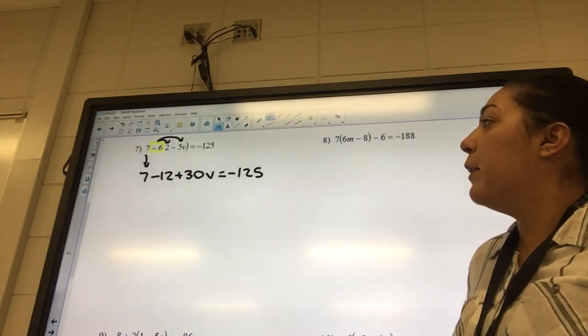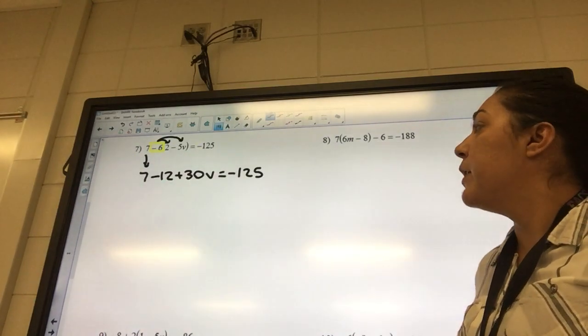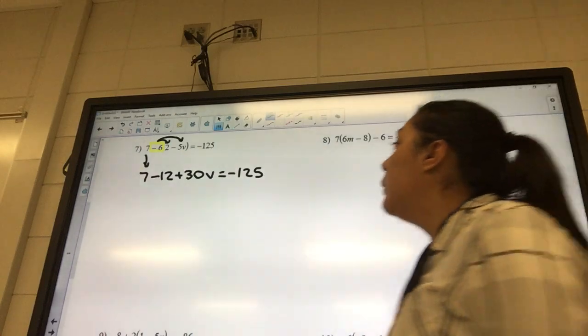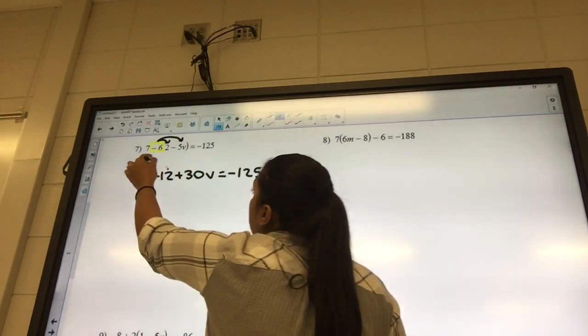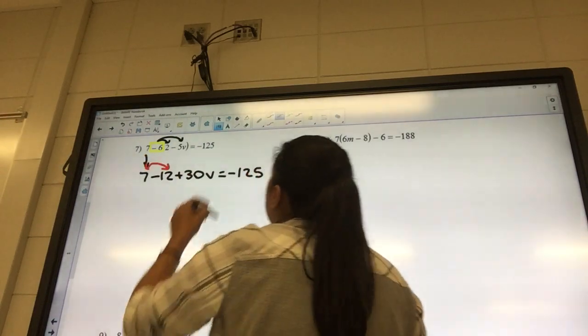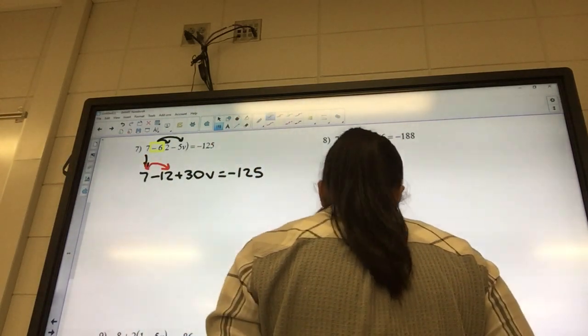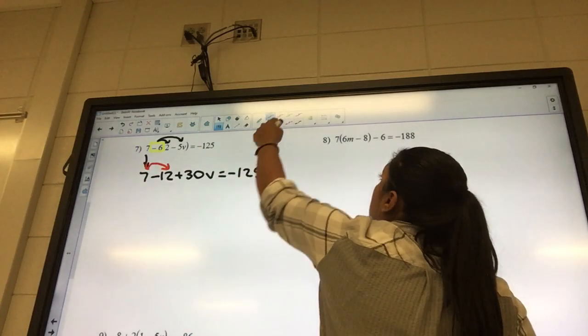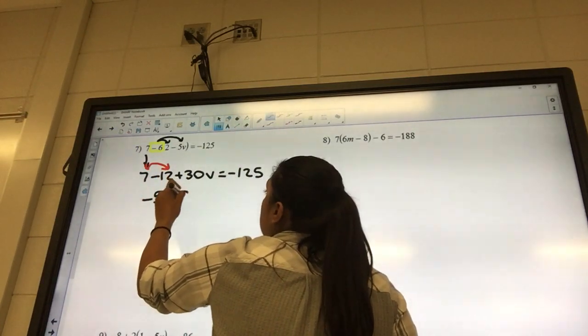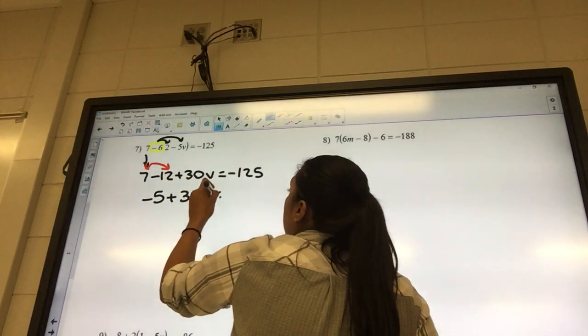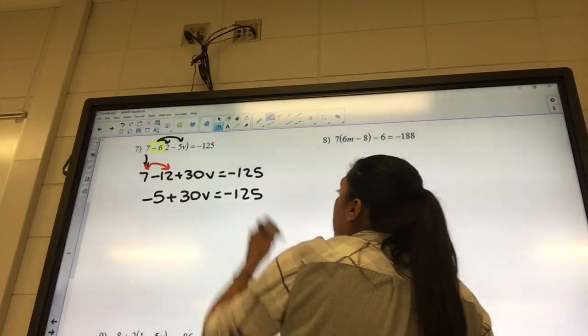And then we say, well, our next step is to combine like terms. So what can we combine? Well, I got a number and a letter. So I can combine my numbers together. So 7 minus 12, you're going to get negative 5 plus 30V equals negative 125.